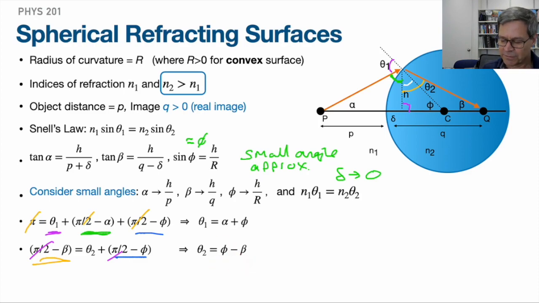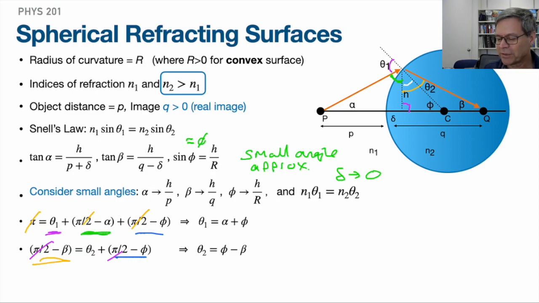Okay, so what did I do? We have expressions for theta 1 and theta 2. Why do we want theta 1 and theta 2? Well, Snell's law involves theta 1 and theta 2, which got reduced to just n1 theta 1 equals n2 theta 2. So why don't we plug into there and see what we get?